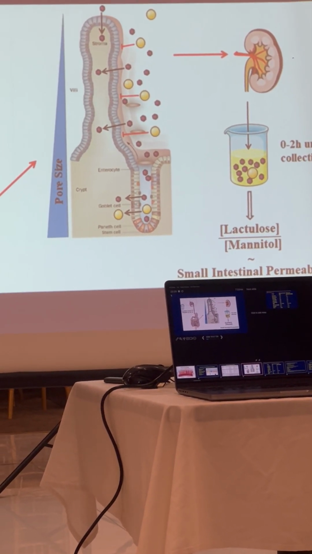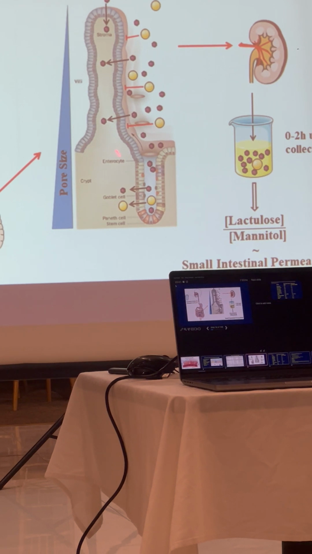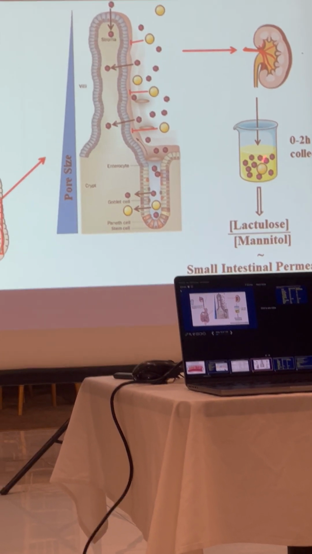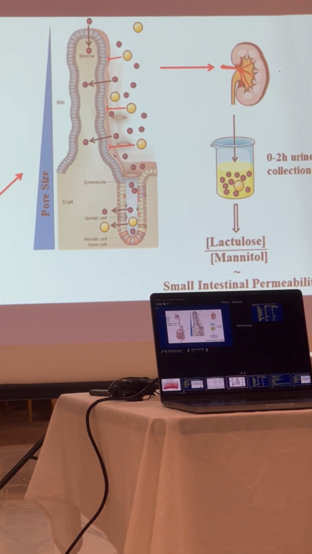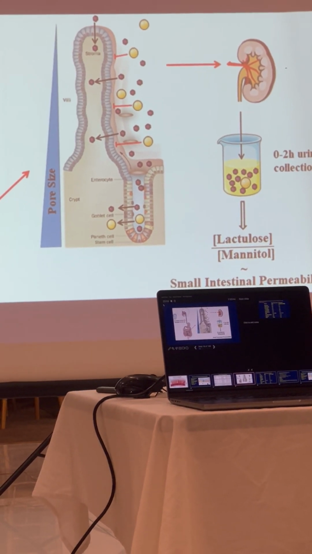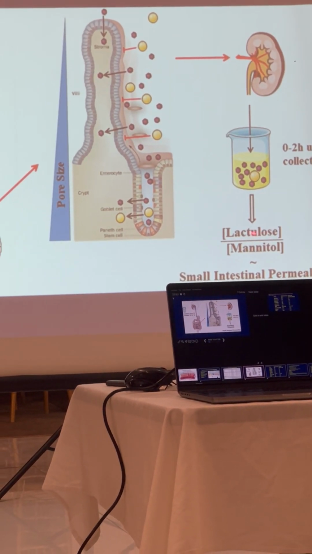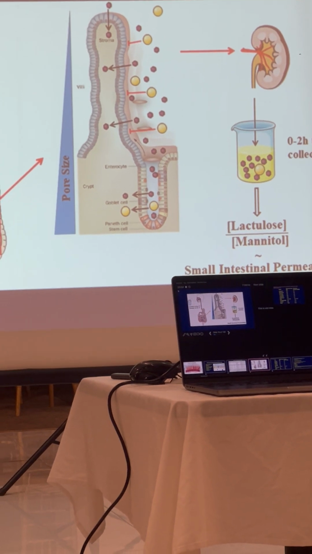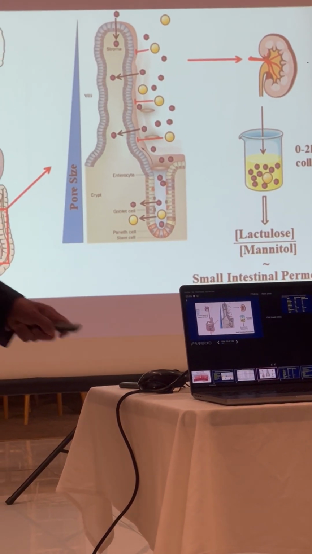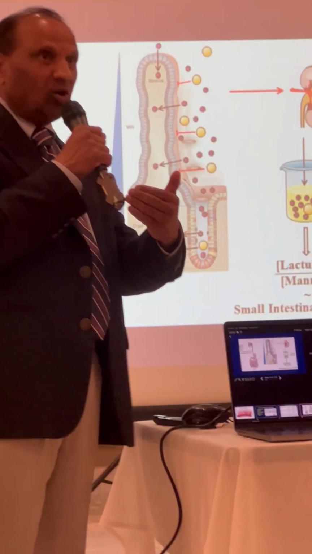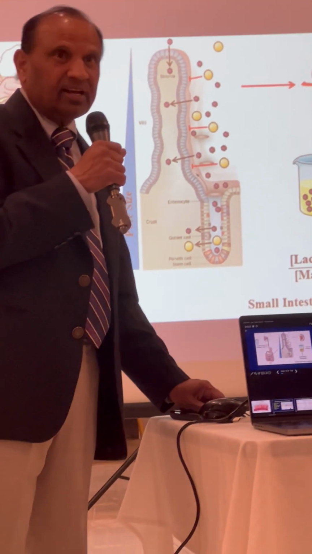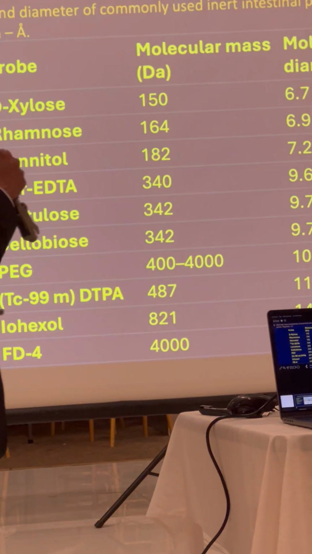They are inert. The body has no function for it. So we collect the urine for 2 hours, and then you can collect a second one. Sometimes people use 2 hours and 5 hours, both times. Then you see the ratio of lactulose versus mannitol and see whether it is high. If it is a high ratio, then more lactulose has gone in, and the intestine has become more permeable.